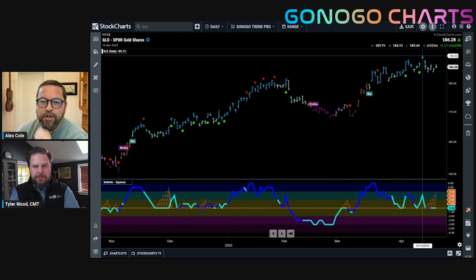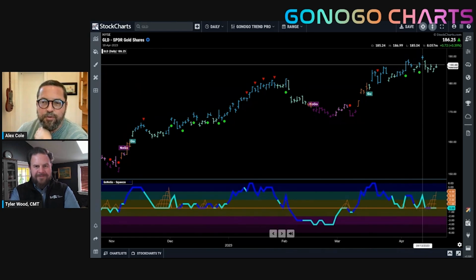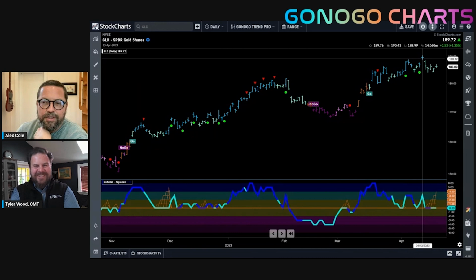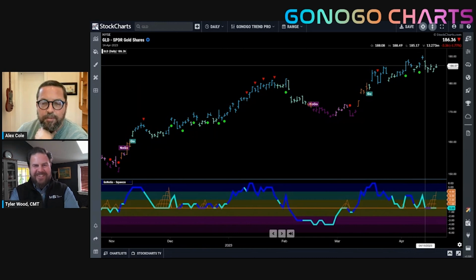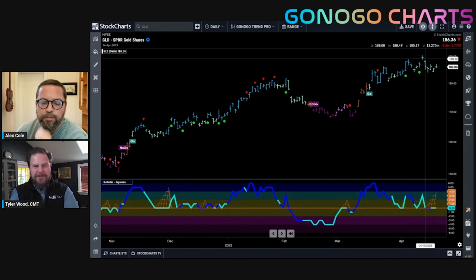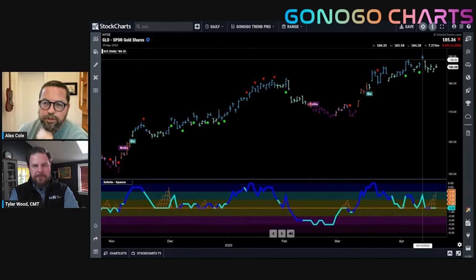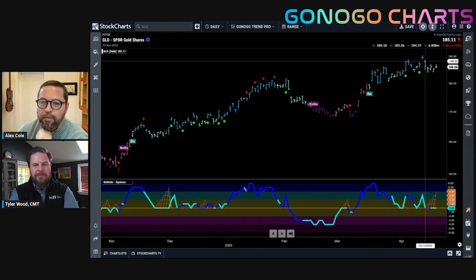Extra points for anybody that knows what that candle formation would be there with the doji gapped higher and then, of course, gap lower as well. That's an interesting short-term bearish signal. But, of course, candlesticks are fairly short-term, so we see that retreat there from the high.